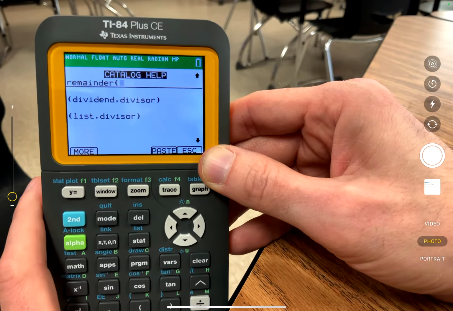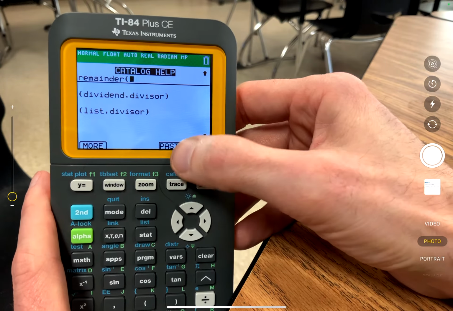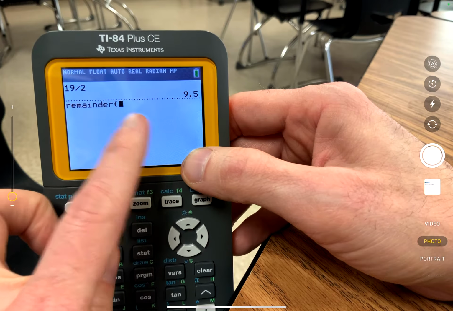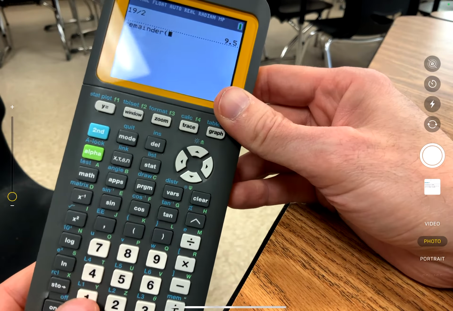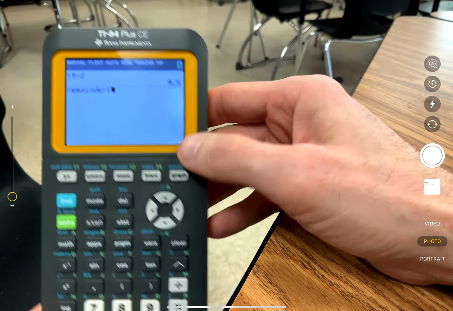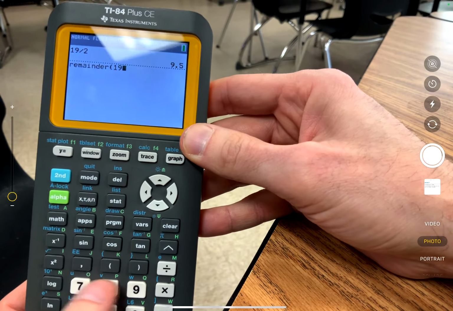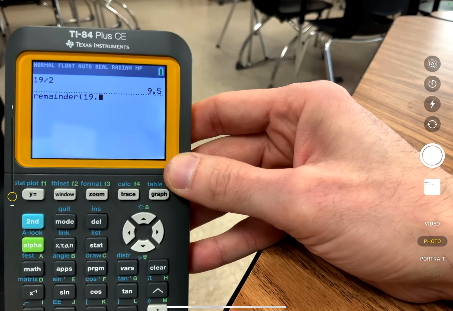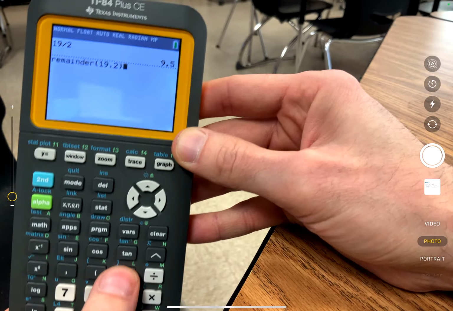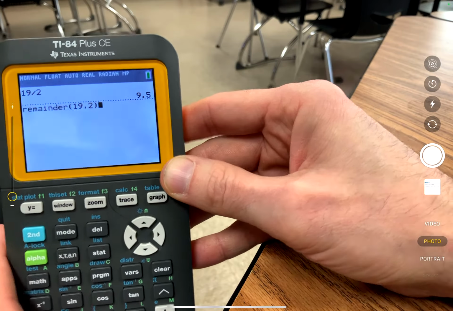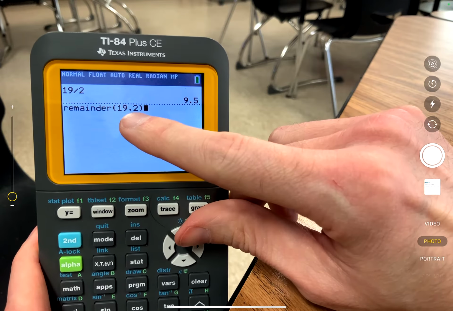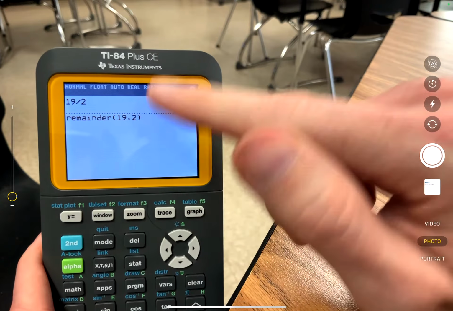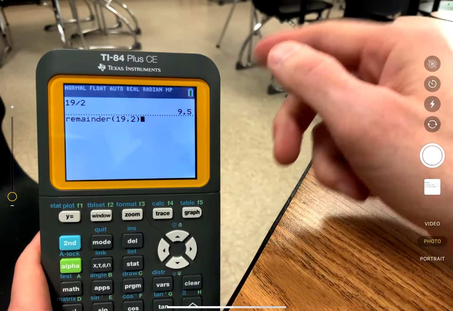So let's see what happens here. I'm going to hit this paste button, which is this F4. It puts it on the home screen. I'm supposed to separate these things with a comma. So I'm going to do the same problem that I did up here. I'm going to do 19 and 2. So 19, follow it with a comma, which is right above the 7 key here, and then a 2. Hit enter. Don't hit enter, close the parentheses. Okay, so it's going to divide 19 by 2, but it's not going to tell you 9.5. It's going to tell you what's left over after you divide by 2.